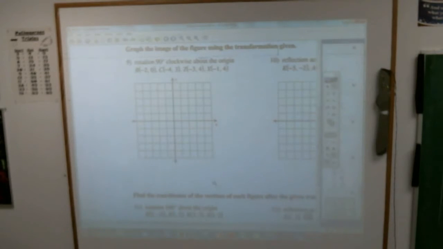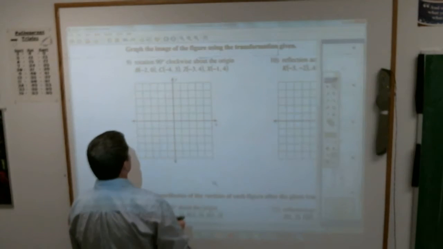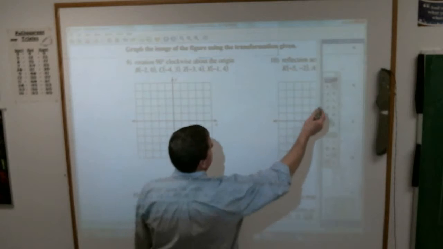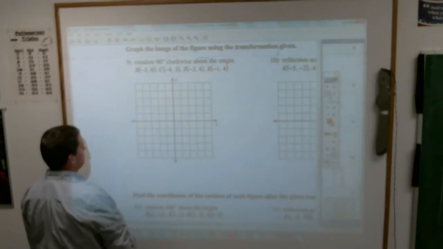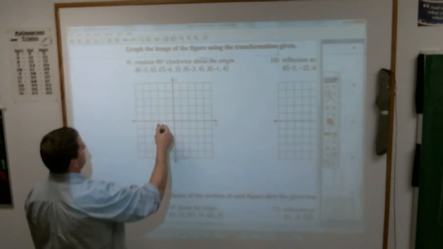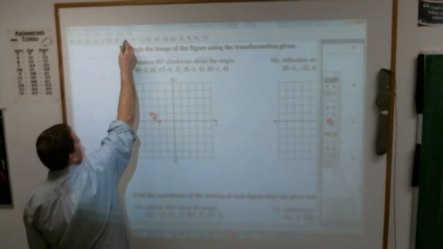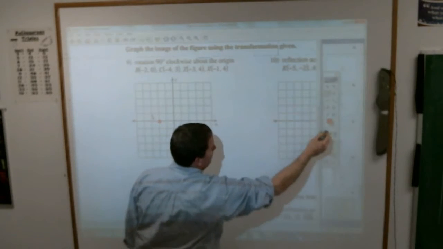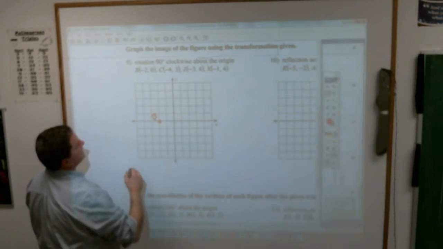Let's see if you are smart enough to do that. And again, it's always good to label your points. Don't cut corners here. -2, 0. C is -4, 3.